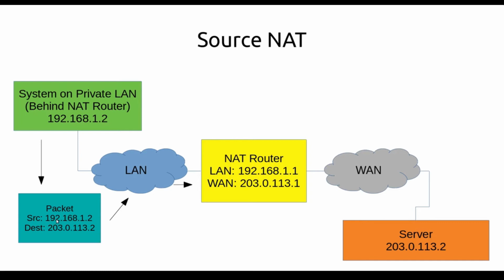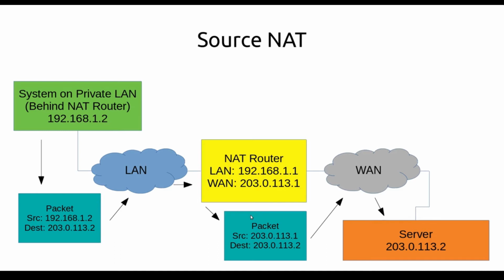What the NAT router next has to do is change the source address of the packet from this private address 192.168.1.2 to the NAT router's public address, this 203.0.113.1. And so what the NAT router does is it actually rewrites the source address of the packet, this is why we call it source NAT, from the private IP address to the public IP.